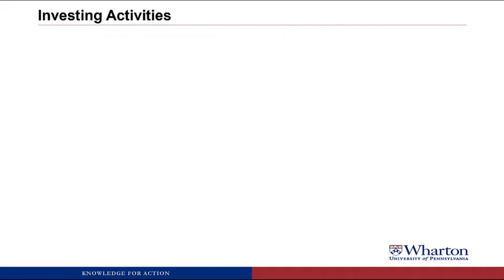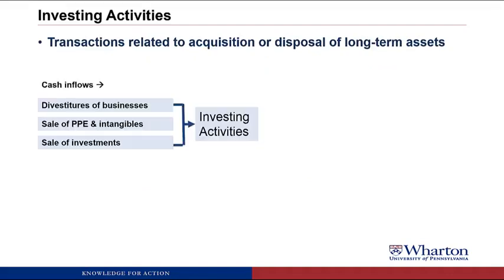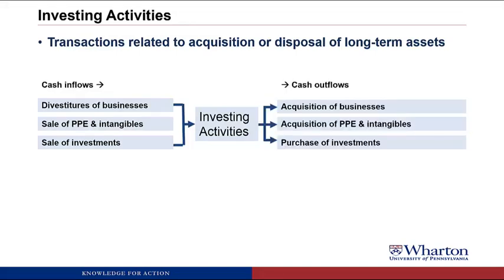The next bucket is investing activities. These are transactions related to acquiring or disposing of long-term assets. So cash inflows like selling property, plant, equipment, selling intangible assets, selling investments, or selling a whole business, a business divestiture. Cash outflow examples would be acquiring a business, acquiring property, plant, equipment, acquiring intangible assets, or purchasing investments.